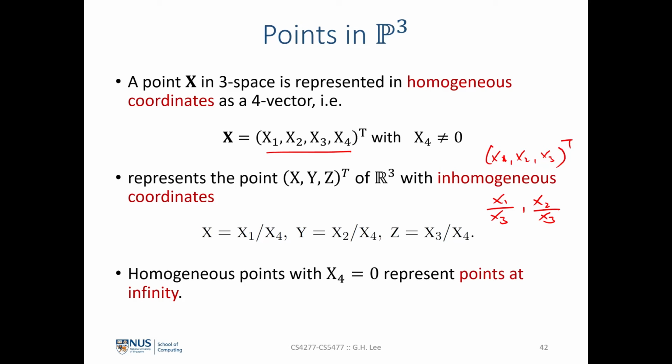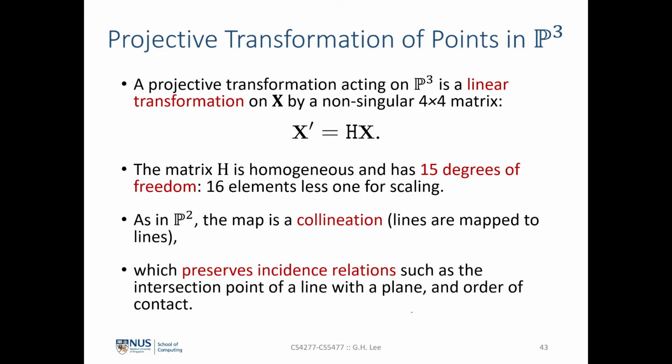And a homogeneous point with the last element equal to 0 represents the point at infinity. So this would be x1, x2, x3, and 0. It's analogous to the P2 space, where at the point at infinity the last element is equal to 0. So we simply extrapolate this thought by adding one more dimension to the homogeneous representation. And the projective transformation acting on the P3 space is a linear transformation on X by a non-singular 4x4 matrix. So this definition here is also a direct extension of the linear transformation on the P2 space, as what we have seen in the previous lecture.